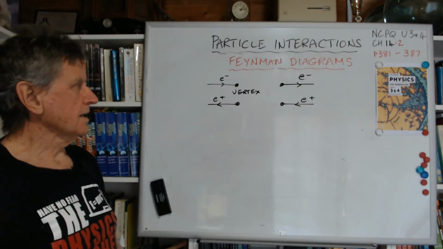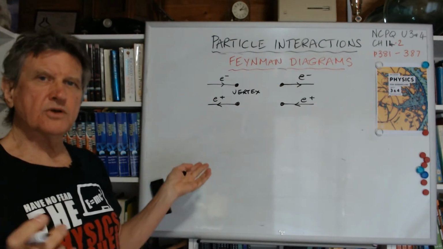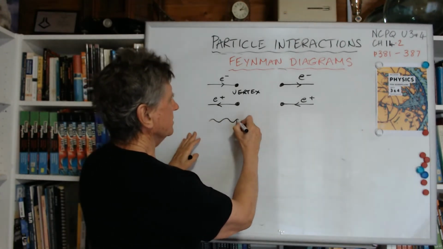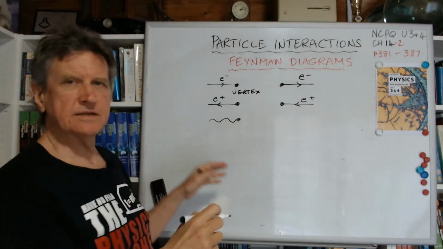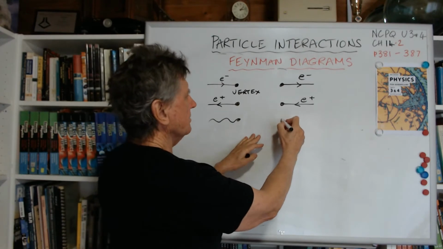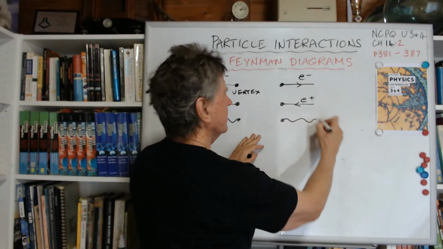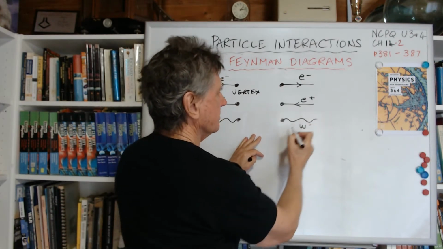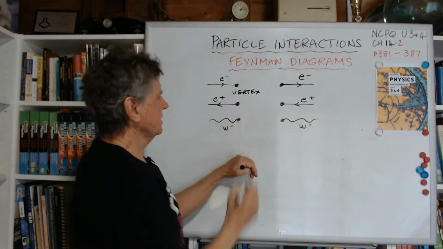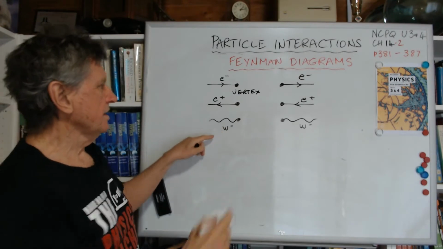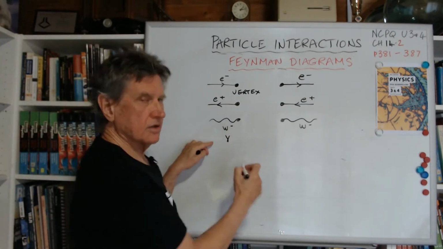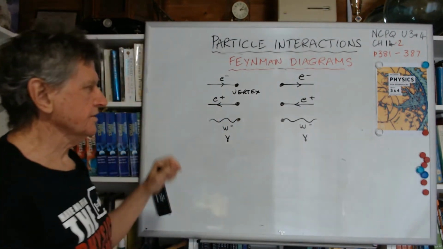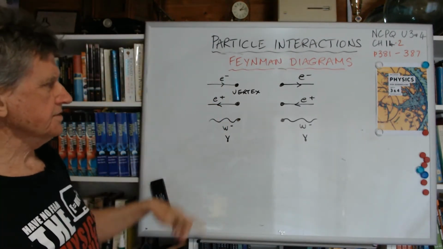Okay. Now bosons or gauge bosons would be represented like that, coming in, and a gauge boson going out would be like that. Now you might have W minus or something, it doesn't really matter, whatever you've got. It could be a photon of light. So that's how you represent that.